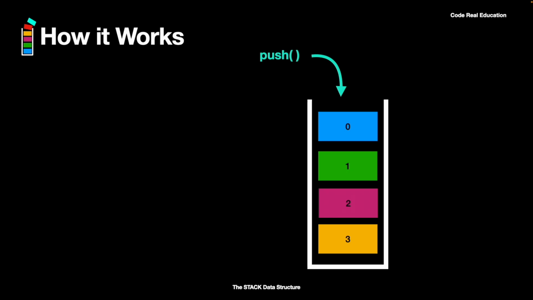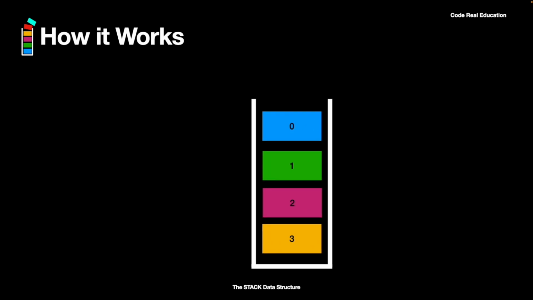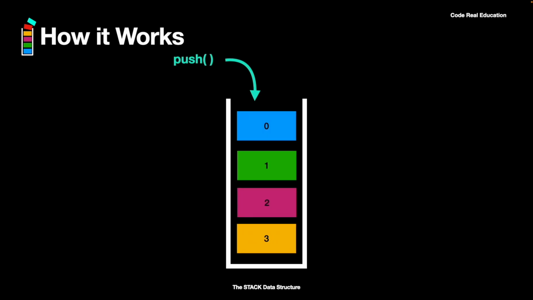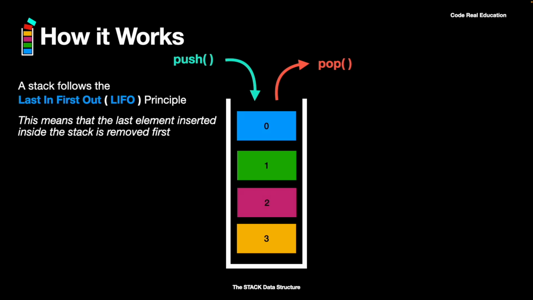Now that we've inserted all of these objects, let's understand how to remove objects from a stack. To do that, the stack data structure utilizes the pop function. But the question is, what is the logic behind removing these objects, or what is the sequence in which these objects will be removed? Well, the stack data structure basically follows the last in, first out, or LIFO principle. This basically means that the last element inserted inside the stack is removed first.